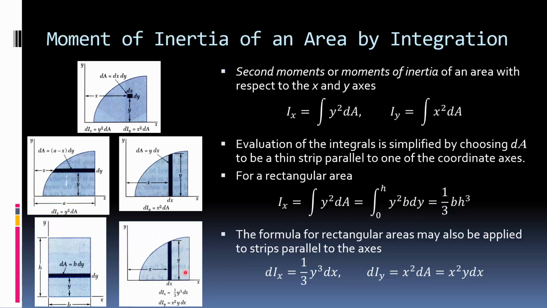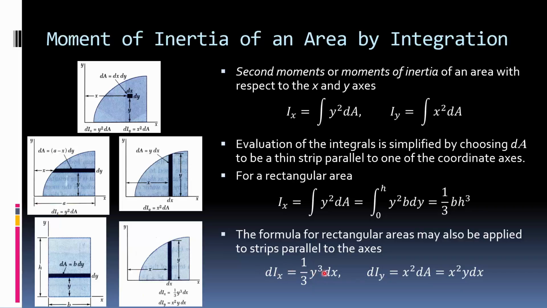Well, in this case, we're going to talk about the dIx. So what does that mean? The Ix of this differential strip. So the Ix of this little differential strip, we're going to call dIx, is 1/3 base times height cubed. Well, what is the base? In this case, the base is dx, so it's 1/3 dx, and the height is y. So dIx is 1/3 y cubed dx. So again, 1/3 base times height cubed.